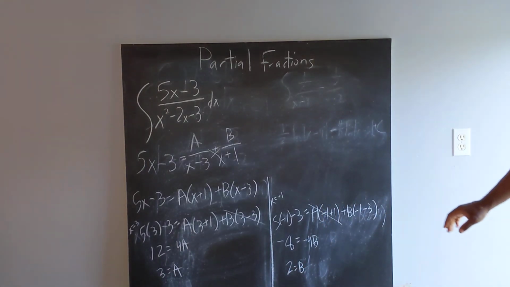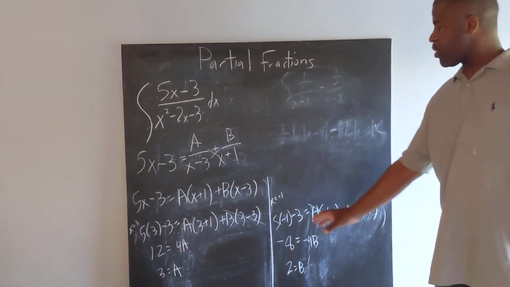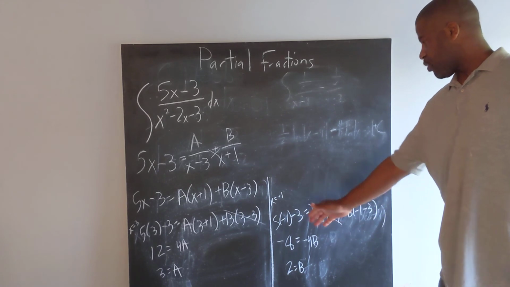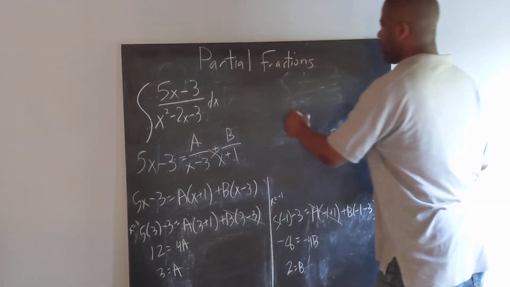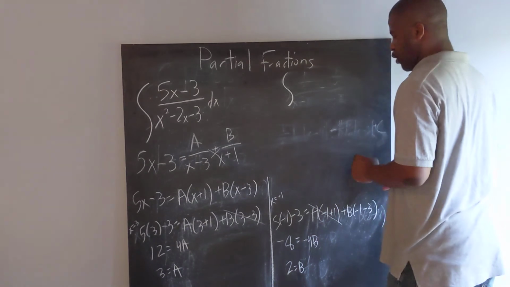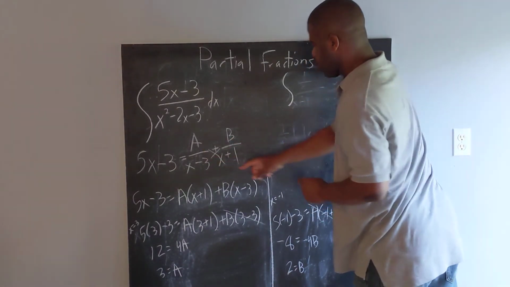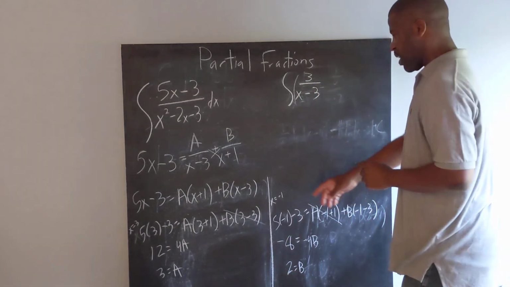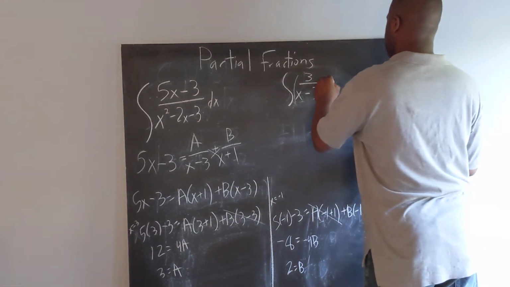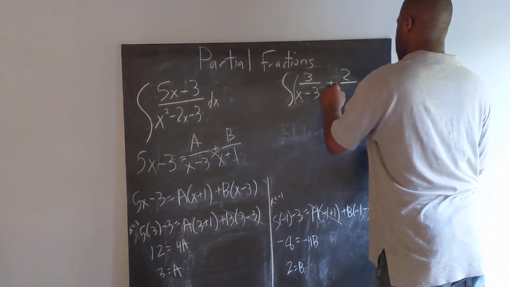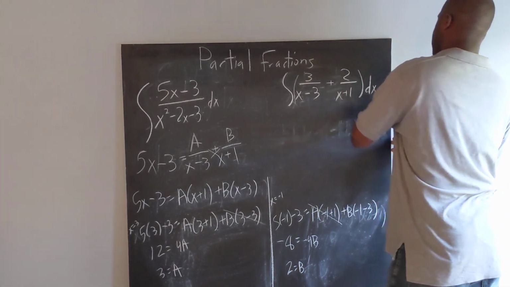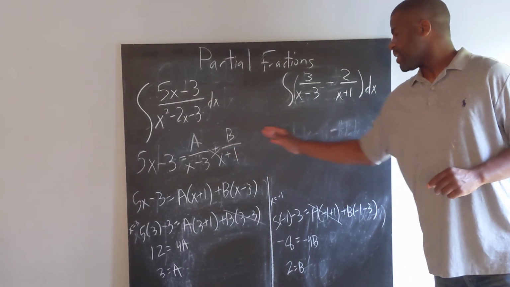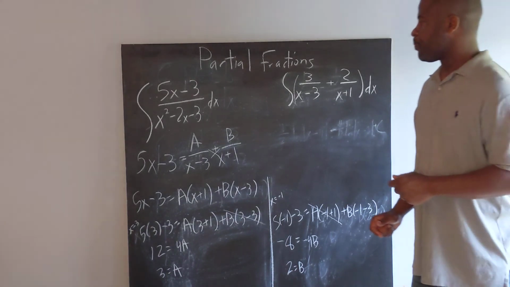Now, the biggest mistake we make is we think we have the problem solved when we say a is equal to 3 and b is equal to 2. That's not the case. We have to plug it back in. The problem is not over. So we have 3 over x minus 3 plus 2 over x plus 1. Now the only thing we did, we inserted our a's and b's, which we found.